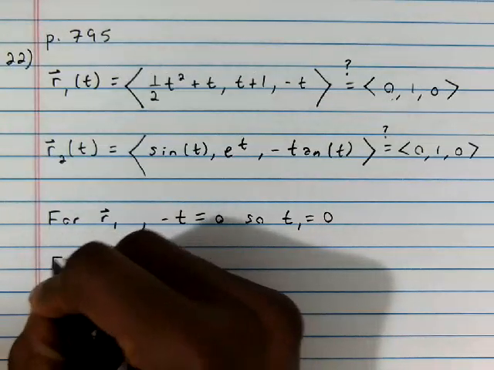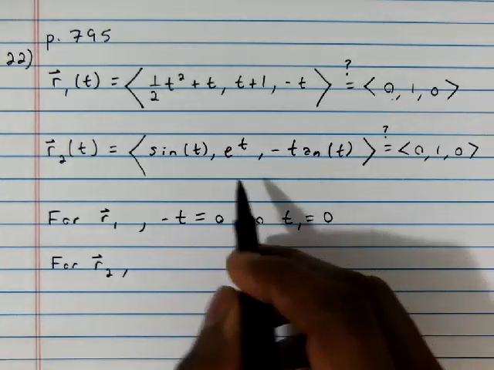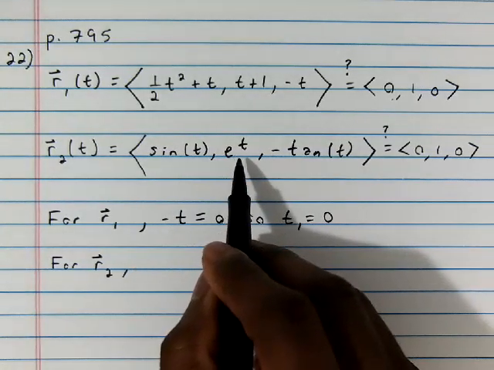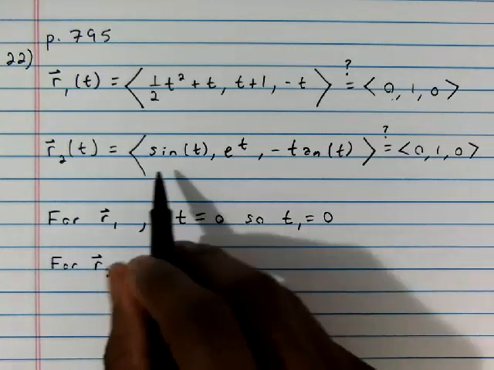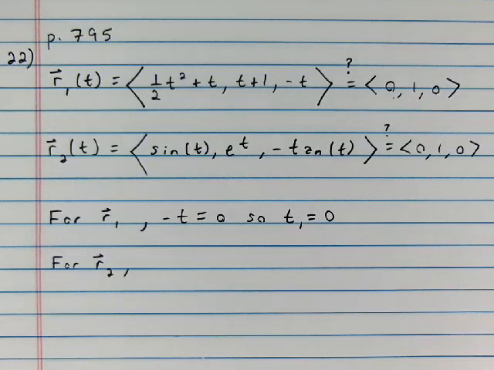Now for R2, pick whichever one you want to use. I'm going to use e to the t equals 1. You can use sine of t equals 0. Did they give us some bounds for this problem?